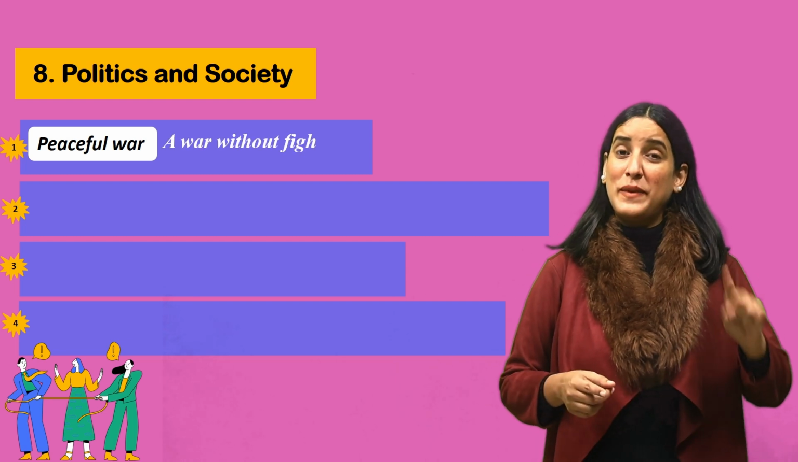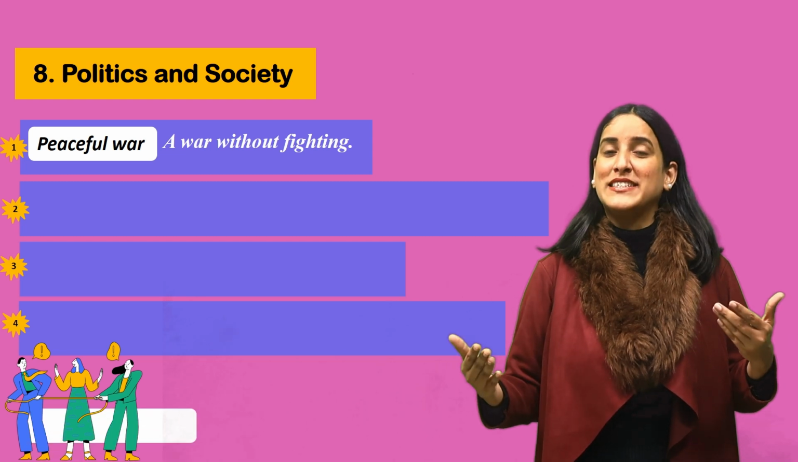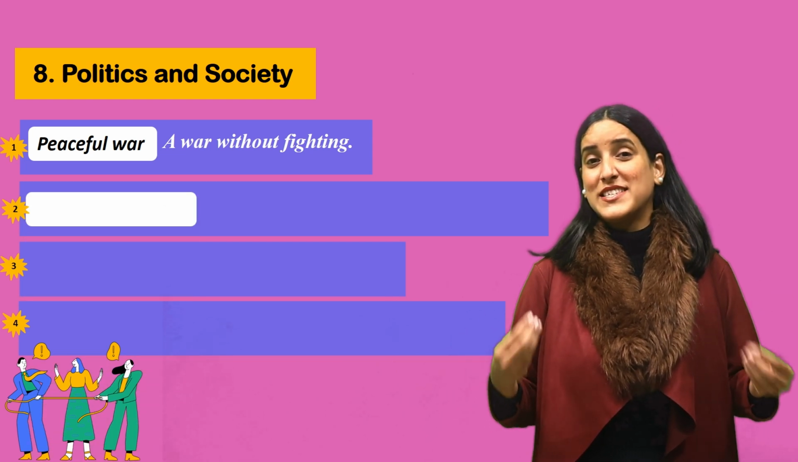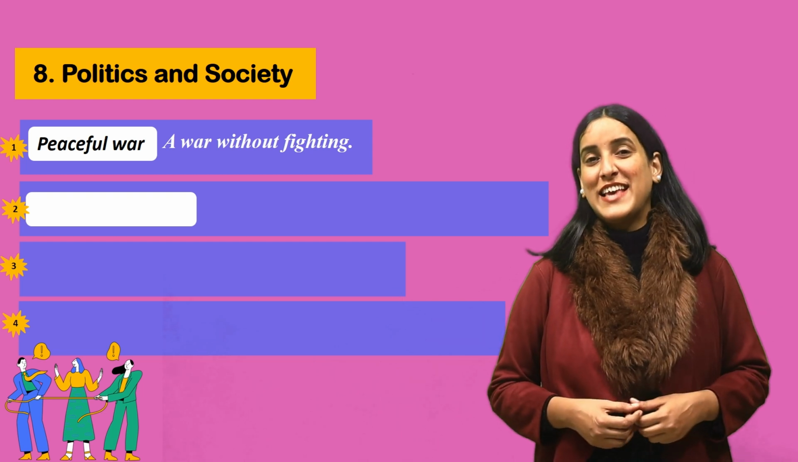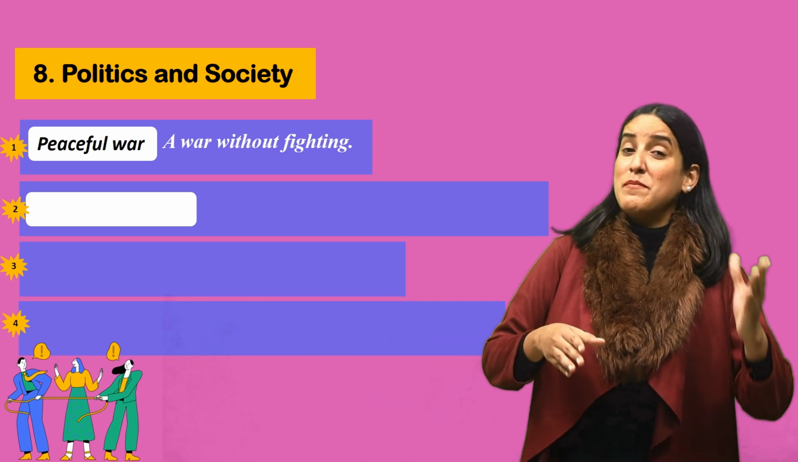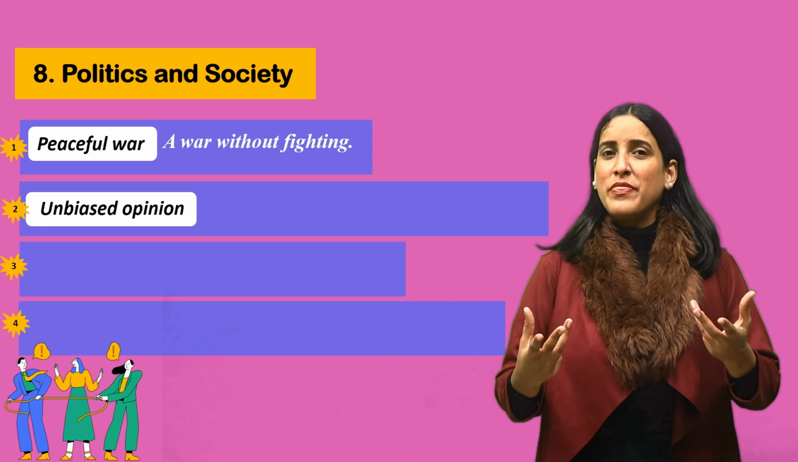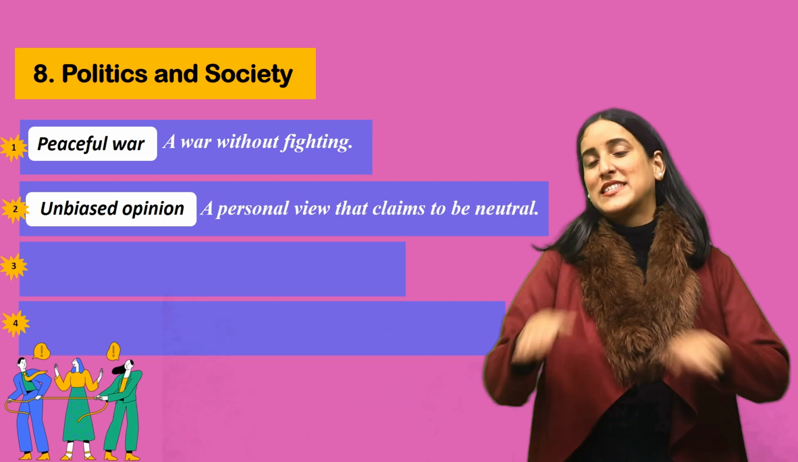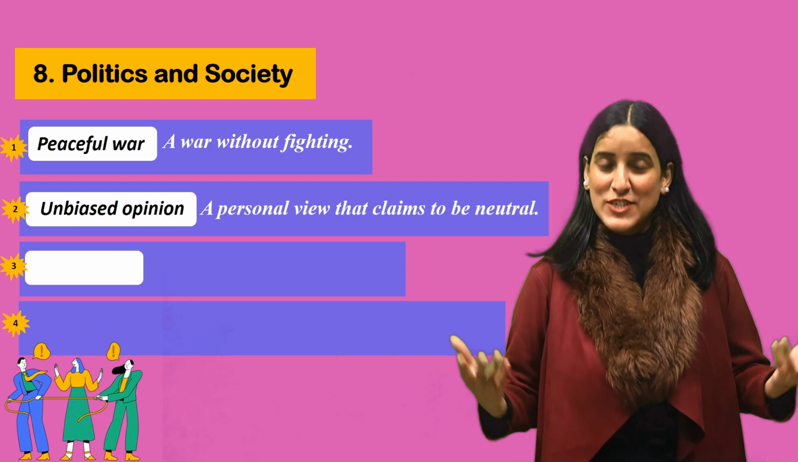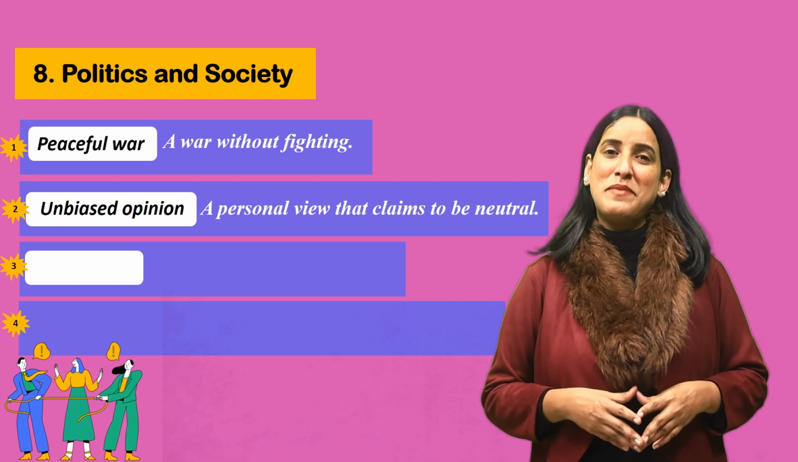The first one being peaceful war. How beautiful. Yes, a war without fighting. For example, the protests were like a peaceful war for justice. Yes, the next one being an unbiased opinion. Yes, which means a personal view that claims to be neutral, that claims to be not biased. For example, she tried to give an unbiased opinion on the debate.